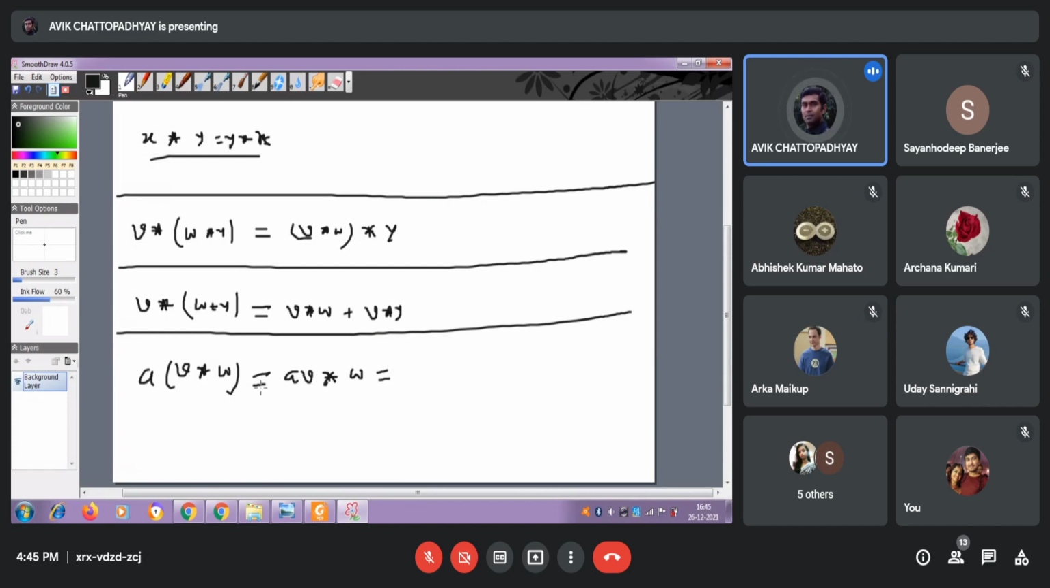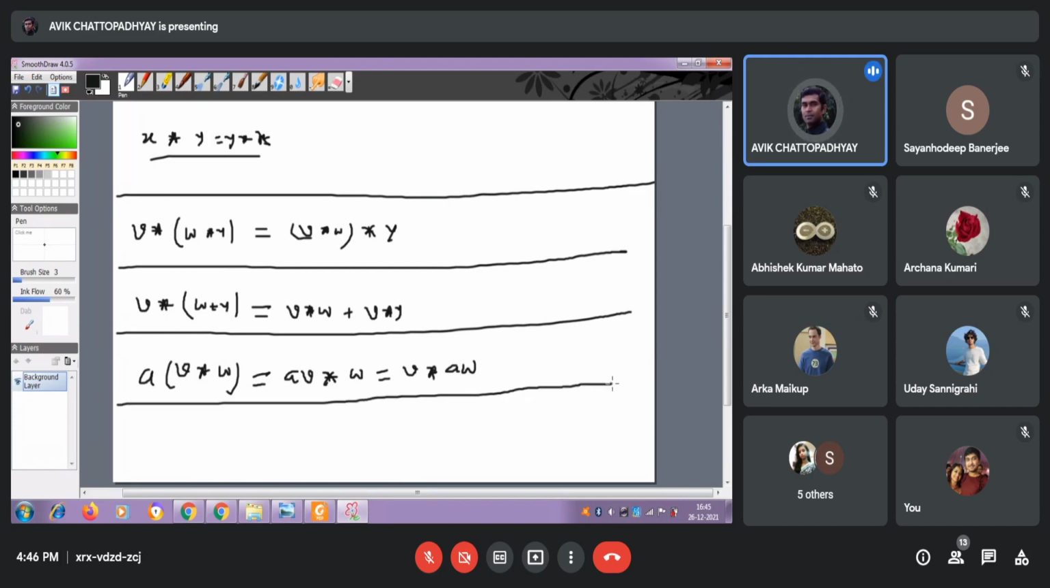Or it may be written like this: V remains intact and I do the scalar multiplication on W by A, so AW, the same thing. So I can do the scalar multiplication after convolution. Whatever convolved version I get, I can multiply that by a scalar. That is equivalent to multiplying any one of them before convolution and then doing the convolution. The same thing. So this is the fourth.